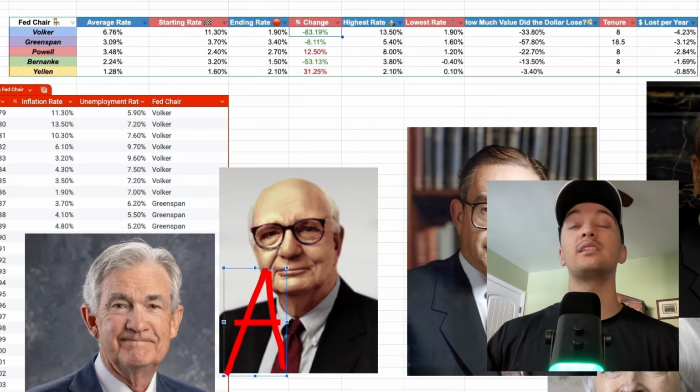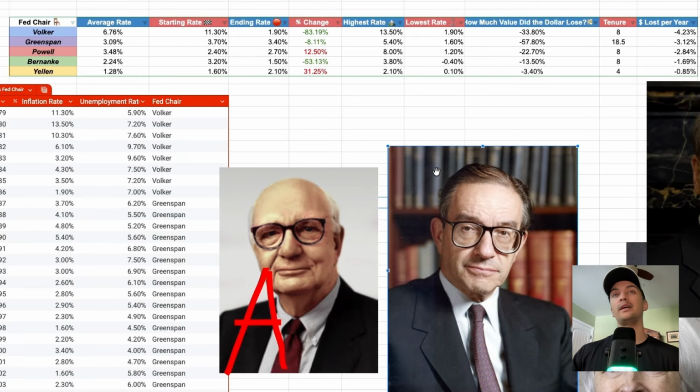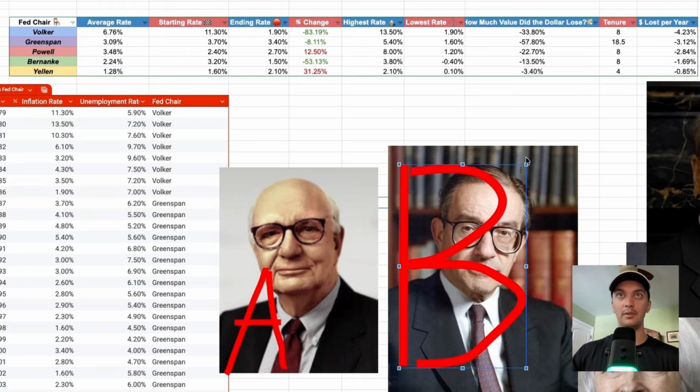All right. Next in line is Greenspan. So Greenspan, starting rate 3.7 and decreased it to 3.4. The highest he ever let it go was 5.4 and the lowest it went was 1.6. That being said, over his tenure, the dollar did lose 57%, which was bad. And he had a great starting point, 3.7. 3.7's not that high. I mean, it's bad, but it's not that high. He's going to get maybe like a B. I think a B would be fair. So Greenspan gets a B.